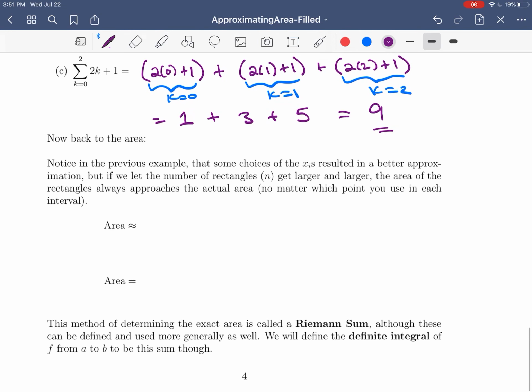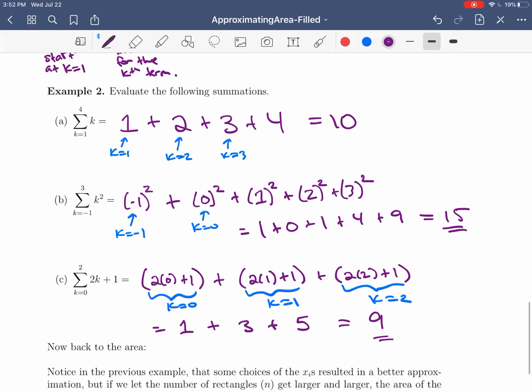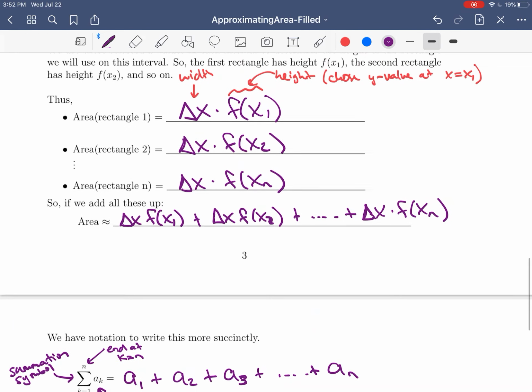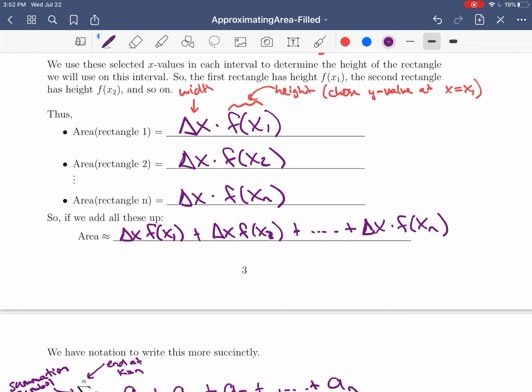So in our previous example, we would approximate the area by adding up the rectangles' areas, which look like this. Okay, so now I notice each of these terms looks very similar. The only difference comes in this number here, which x value I picked. So I could just let the k's be those numbers.